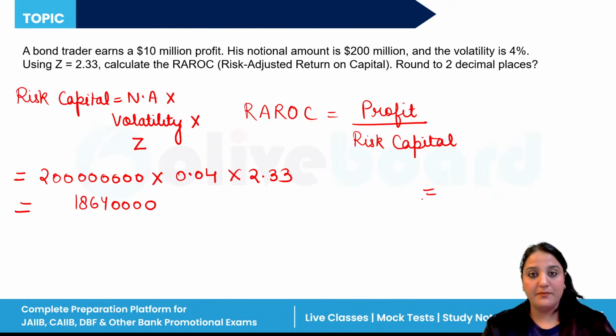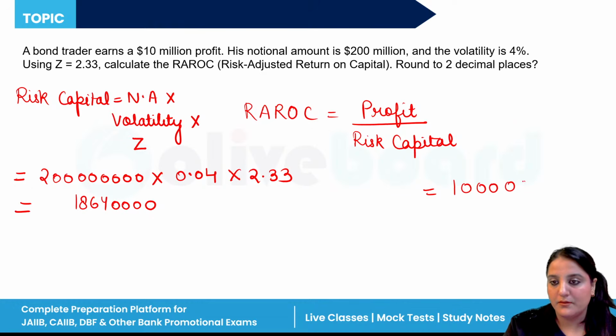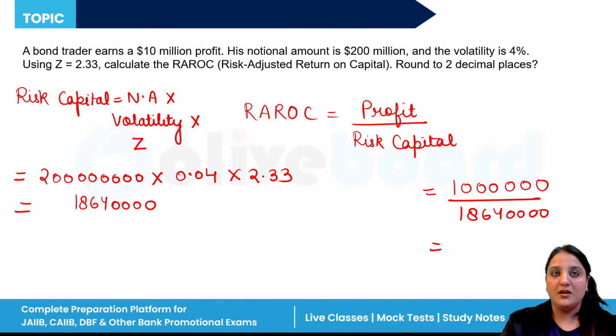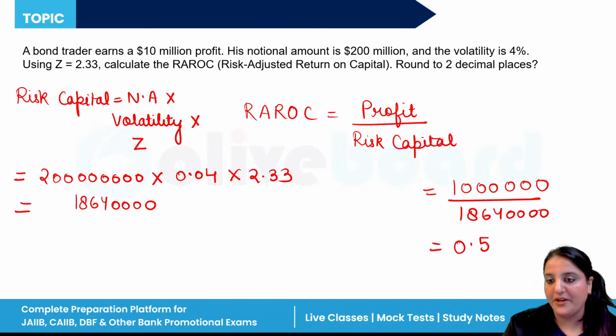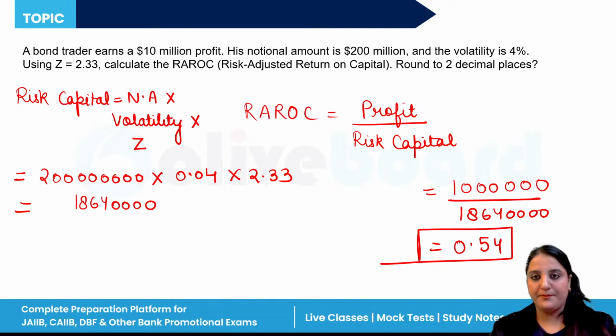10 million. 10 million is the profit, right? So write the profit and divide it by 1864,000,000, that is equal to 5.4, because we have to round off, so this is 0.54. This is the answer, 0.54. Got it? How to calculate the RAROC?